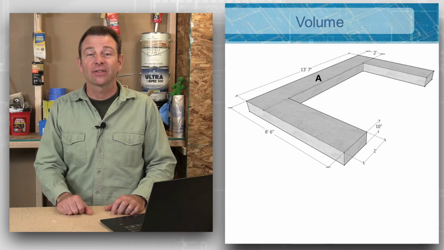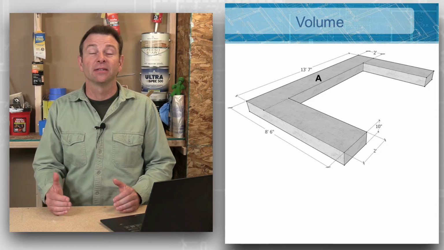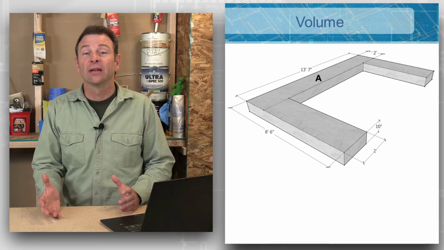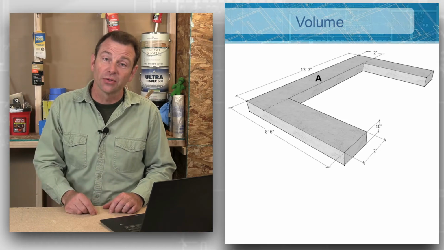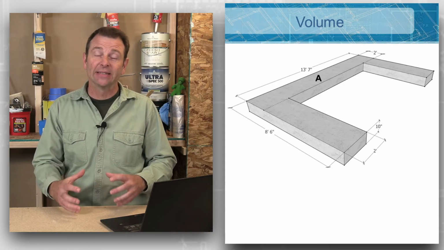We need to be able to calculate volume for any shape. There's a lot of irregular shapes on a job site that will need to be calculated for volume. Here we have one. It's a simple footing. It's not a straight footing. It's actually a horseshoe shape. We can calculate this by breaking it down into more basic parts.